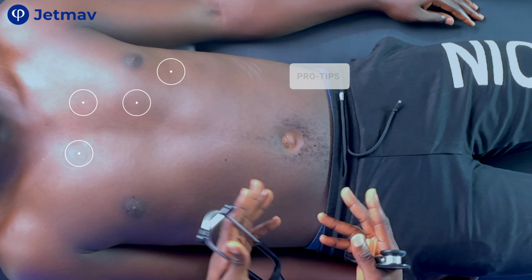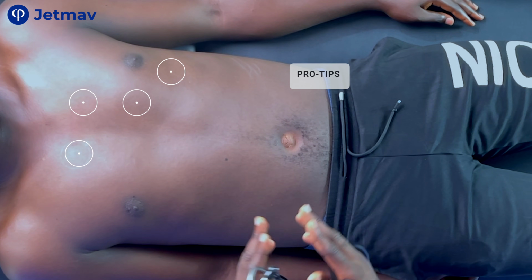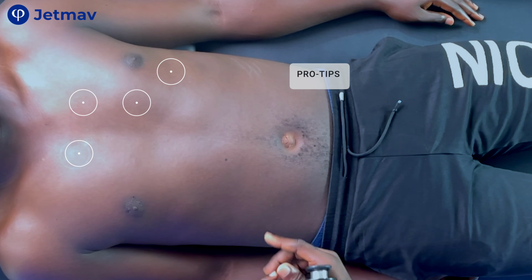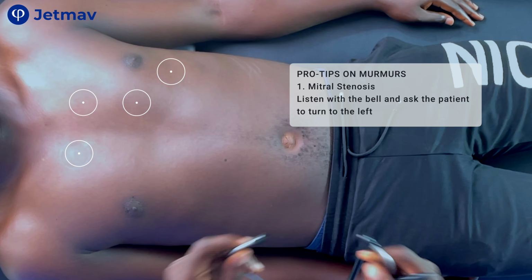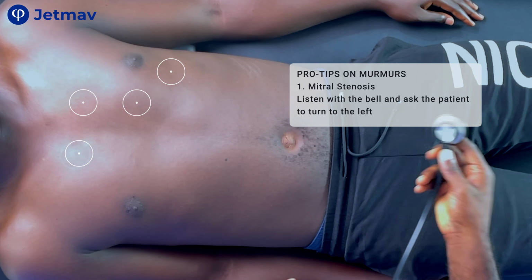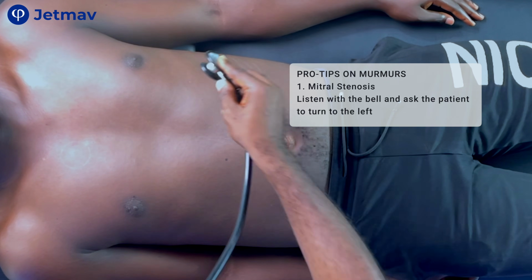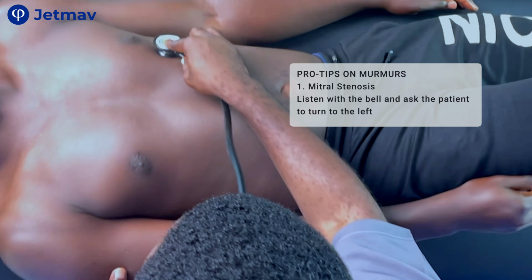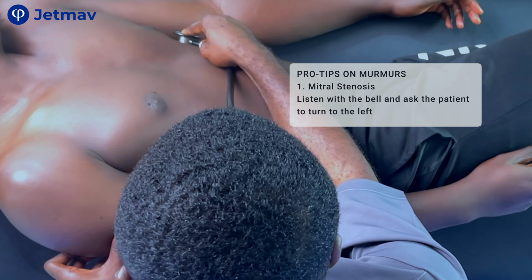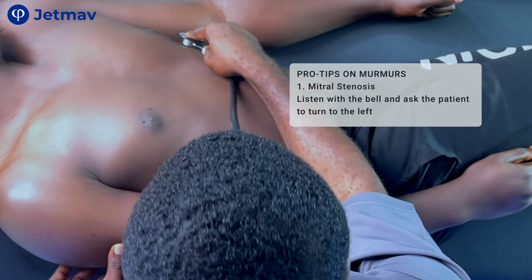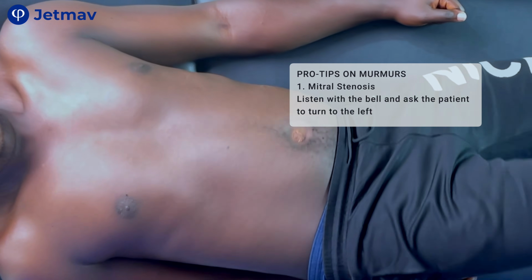There are some pro tips in certain conditions and some maneuvers that we also do. So in a patient with mitral stenosis, you listen with the bell of the stethoscope and then tell the patient to turn to the left. Sir, please turn to the left. Okay, good. Thank you. Sit back.